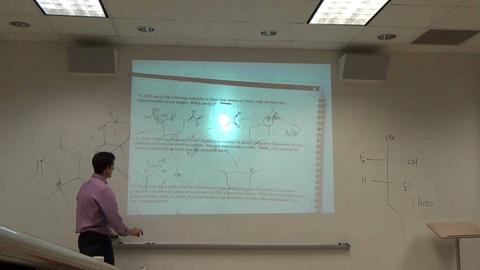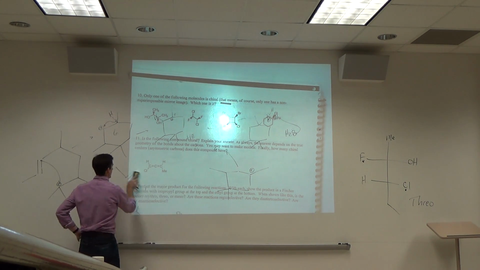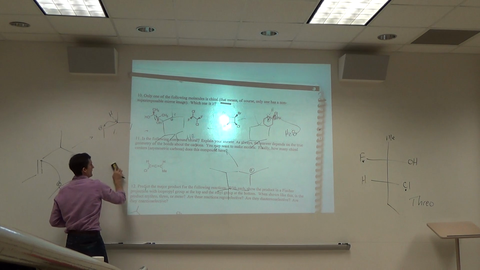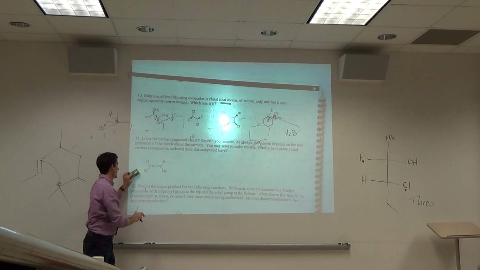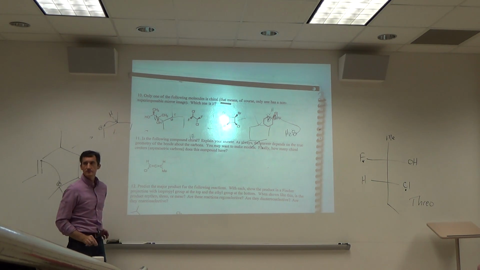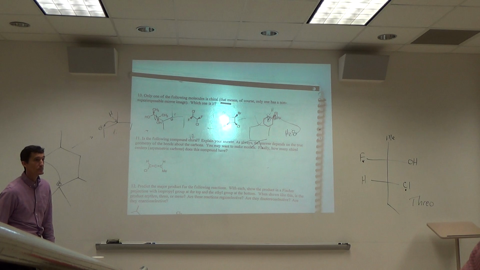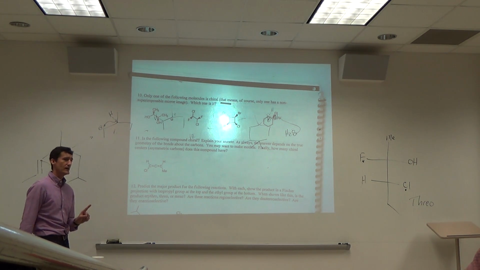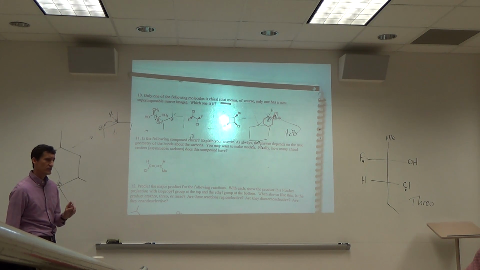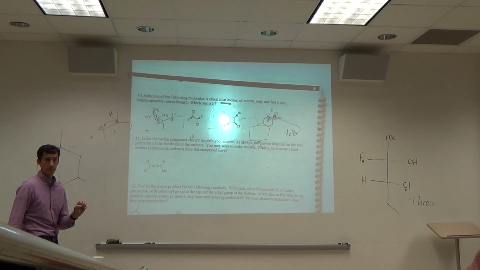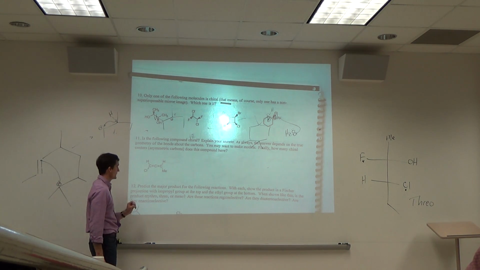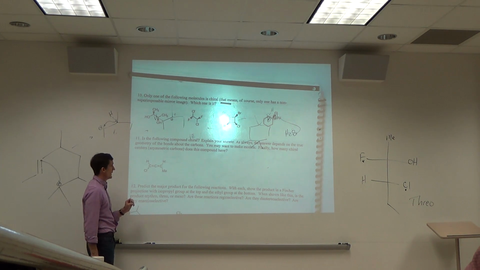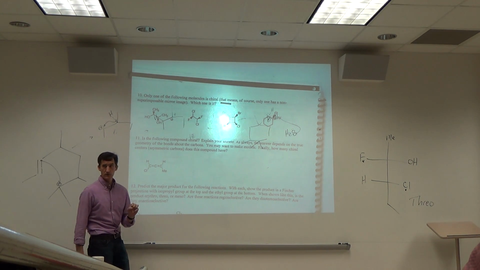How many chiral carbons does this molecule have? What's the definition of a chiral carbon? Four different things attached? That kind of works. But if you broaden that, it's a carbon with no symmetry around it. But a carbon with four different things works.